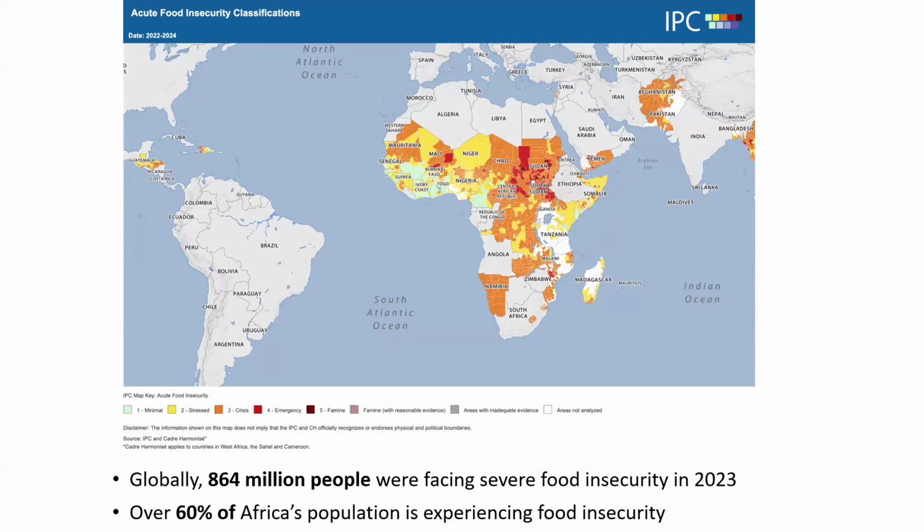So vulnerability is defined by many different factors, but food insecurity is one factor that can make us more vulnerable to climate hazards. So this is a map from FAO that shows food insecurity on a global scale, and there are areas, particularly in Central and Eastern Africa, as well as West Africa, where there's severe to moderate levels of food insecurity. Many communities are experiencing that. About 60% of Africa's population is experiencing food insecurity.